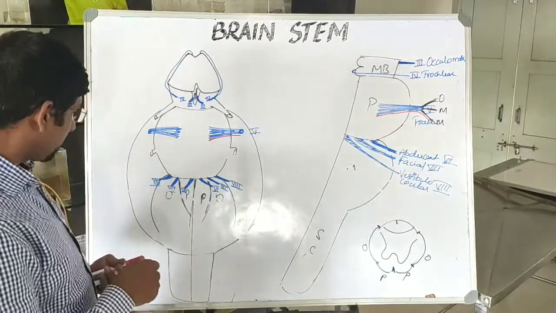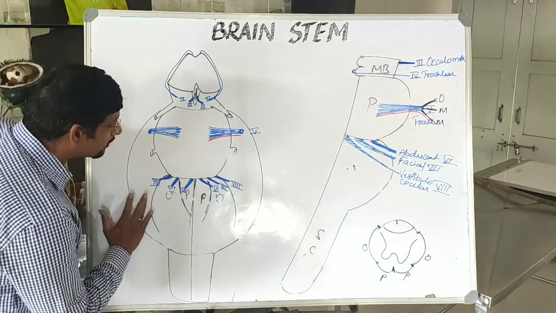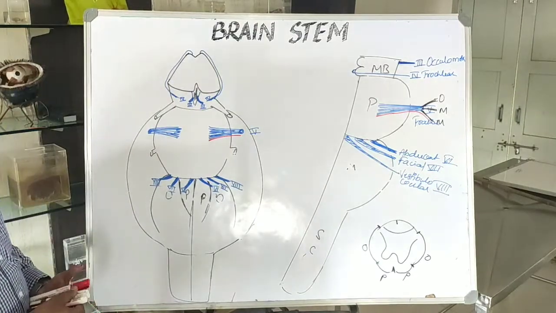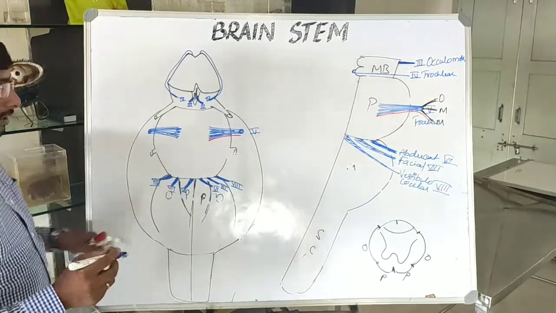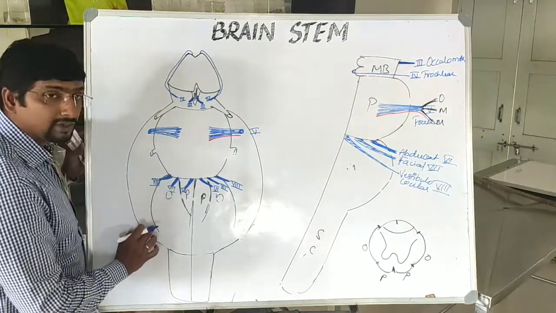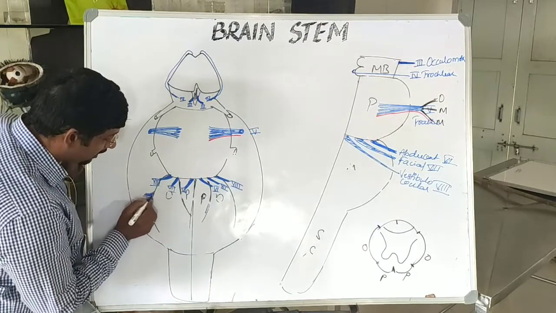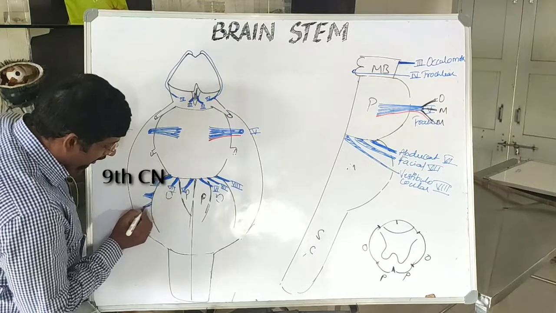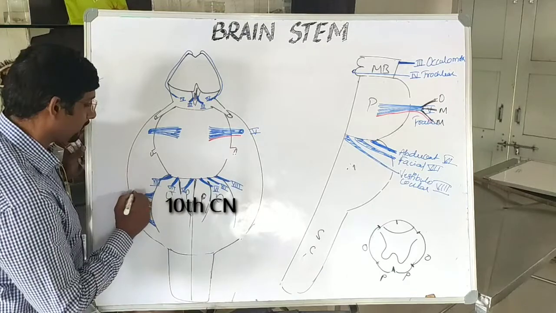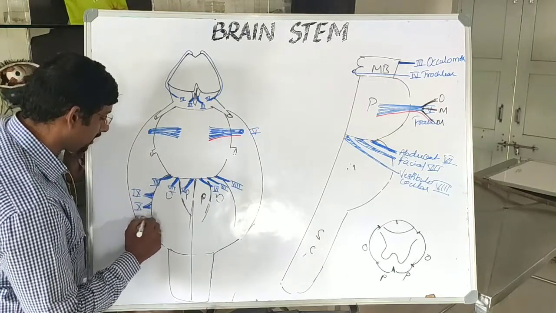Between the medulla and the olive, at the olivary groove, there are the 9th, 10th, and 11th cranial nerves. You have to count like this: 6, 7, 8, 9, 10, 11. Here there is the 9th cranial nerve, the 10th cranial nerve, and the 11th cranial nerve. This is the 9th, 10th, 11th.